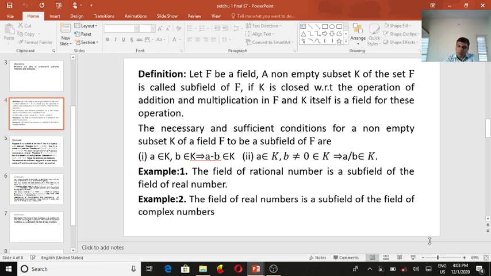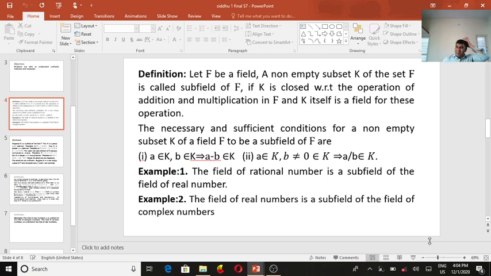Alright, a belongs to K, and a non-zero element b belongs to K. Then 1 by b belongs to K, and a into 1 by b belongs to K. That is a field, so this must hold for a subfield. The necessary and sufficient condition for a non-empty subset K of a field F to be a subfield of F is: first, a belongs to K, b belongs to K implies a minus b belongs to K. Second, a belongs to K, a non-zero element b belongs to K implies a into 1 by b belongs to K.